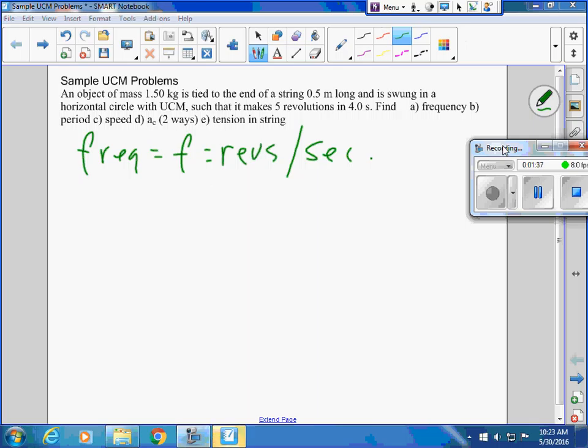We use little f. And there are some letters that are used multiple times. So in this case here, we're going to take 5 and divide by 4. And so our frequency is 1.25 revolutions per second. There is a special word for revolutions per second. The unit is hertz, like megahertz or gigahertz. The abbreviation for that is capital H, lowercase z, hertz, named after a man named Hertz.